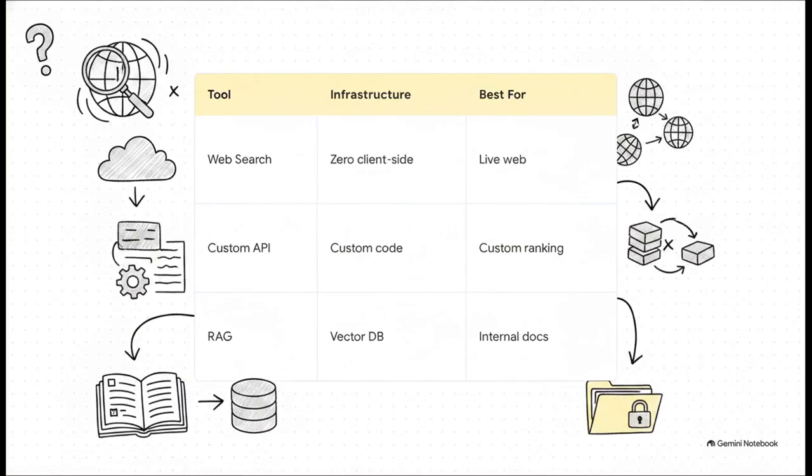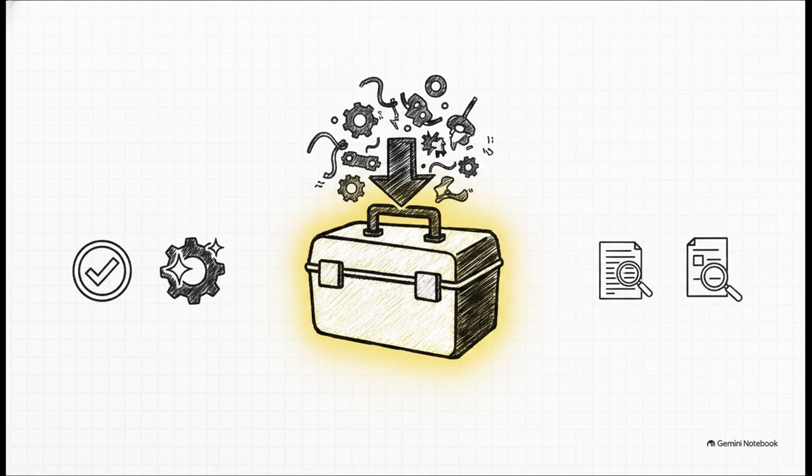When comparing architectures, you need to pick the right tool for the job. Use this web search tool for frictionless live public web discovery. But if you need a highly specific search provider or custom ranking logic, you'll still want to stick to a custom search API. And if your data is internal and non-public, well, that's when you build out a RAG system with a vector database. So what is the ultimate key takeaway for production?